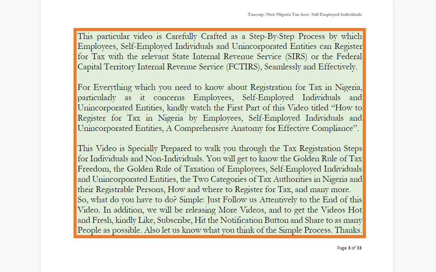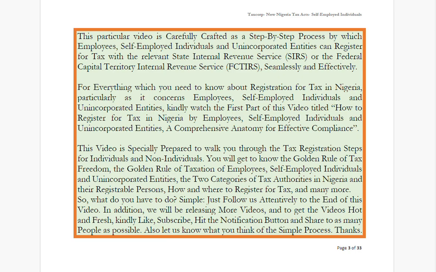This particular video is carefully crafted as a step-by-step process by which employees, self-employed individuals, and unincorporated entities can register for tax with the relevant state Internal Revenue Service, SIRS, or the Federal Capital Territory Internal Revenue Service, FCTIRS, seamlessly and effectively. For everything which you need to know about registration for tax in Nigeria, particularly as it concerns employees, self-employed individuals, and unincorporated entities.